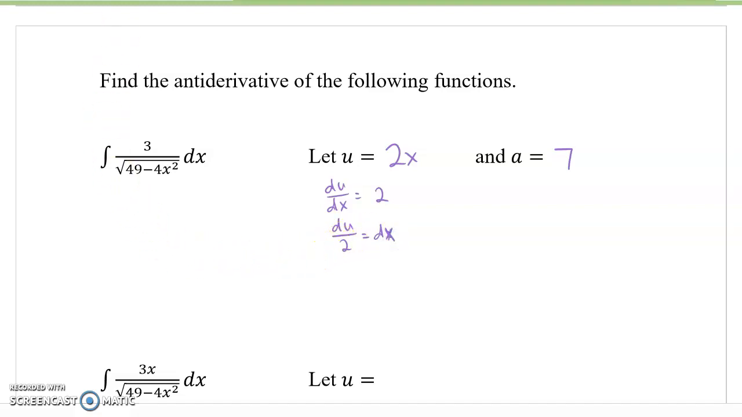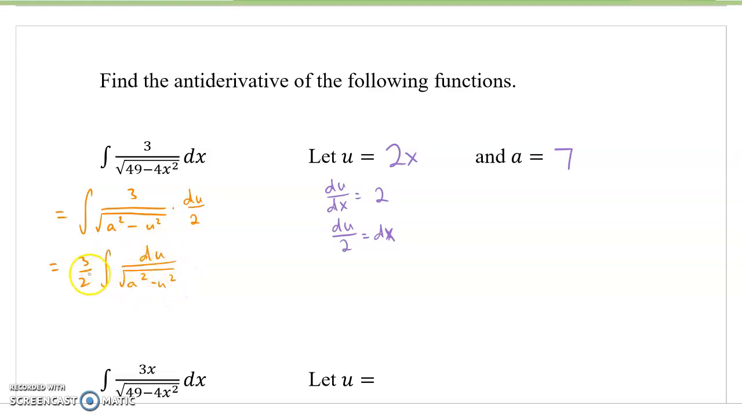All right, so that means that we can rewrite this expression. The 3 is just a constant. In the denominator, instead of saying the square root of 49 minus 4x squared, we know that 49 is a squared. We know that 4x squared is 2x quantity squared. Whoops, don't write 2x quantity squared, write u squared. It's the same thing as u squared. And then the dx is the same thing as du over 2. Okay, so that's our u substitution. The 3 on the top and the 2 on the bottom can get factored out. And then we're left with the du on the top and the square root of a squared minus u squared on the bottom.